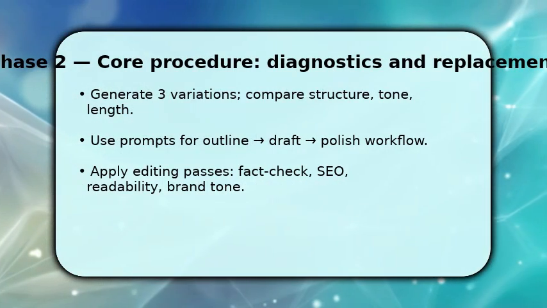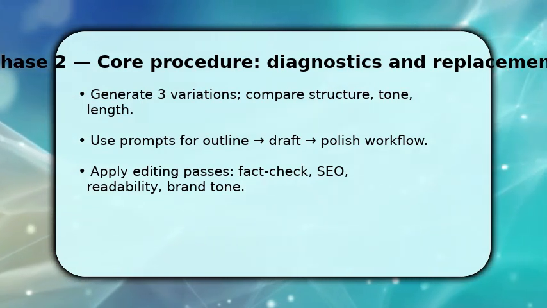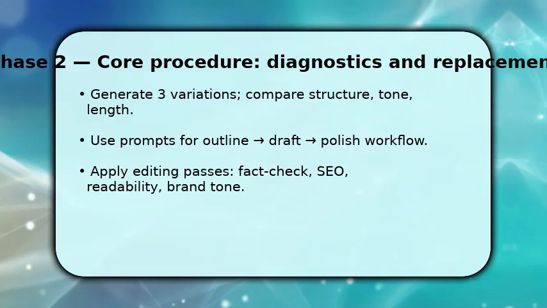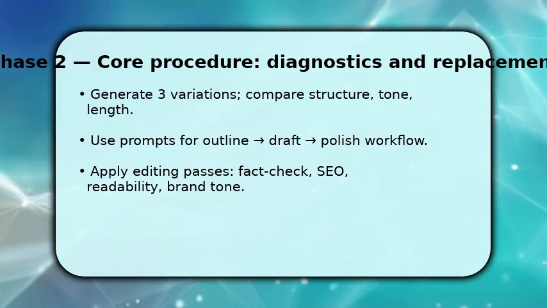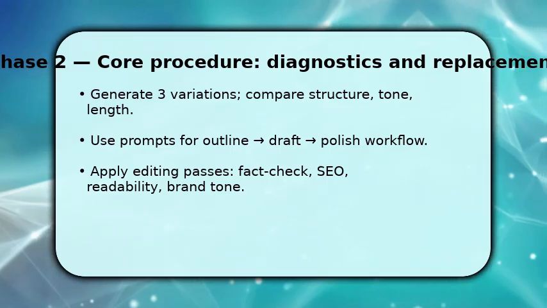Now you iterate. Prompt for an outline, then request a full draft, and finally ask for a concise polish. Use short commands to change tone, add examples, or split sections. Compare 3 variations to pick the best structure, then apply edits for accuracy, SEO keywords, and readability scores.